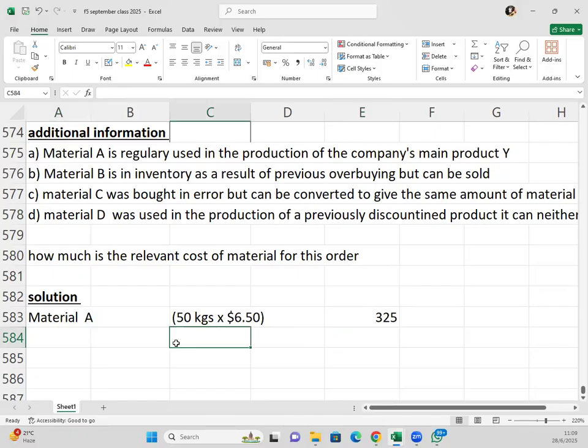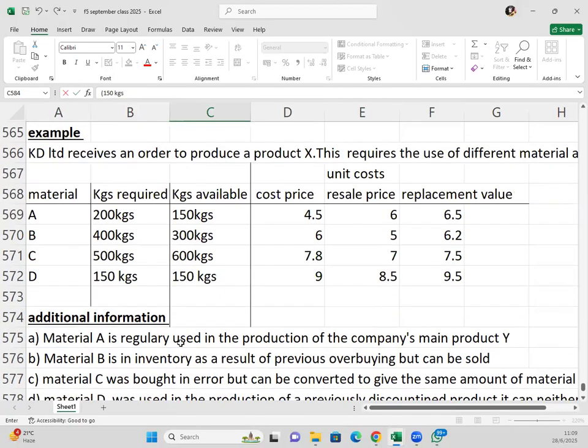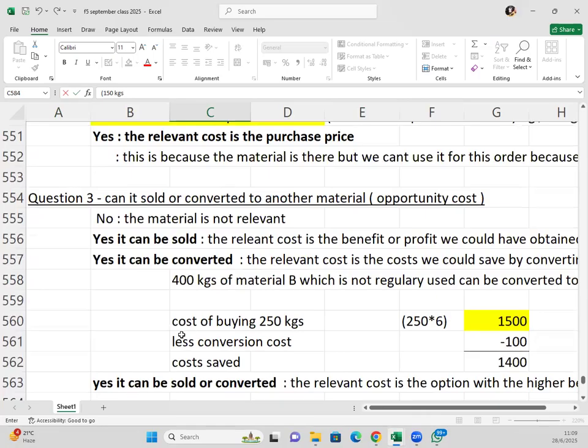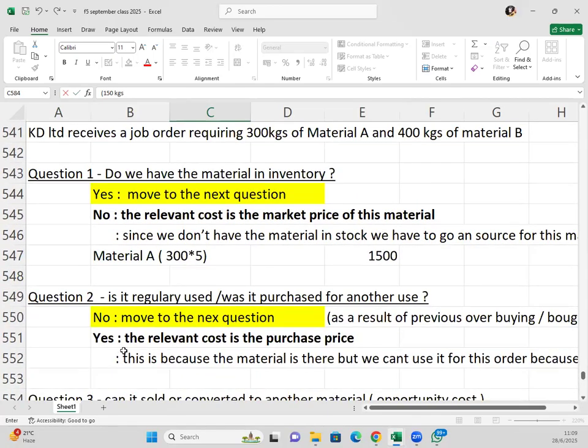We need 200 kgs. So far, we have dealt with the 50 kgs. What about the remaining 150 to make this 200 kgs? We go to question number 2. Since we have the 150 kgs in stock, question number 2 is, are these regularly used? And additional information number 1 is confirming that material A is regularly used. So if it's regularly used, what do we do? Let's go to the questions. If it is regularly used, the relevant cost is this purchase price. It's the same as the first one. So if the material is regularly used, it's as good as we don't have it.